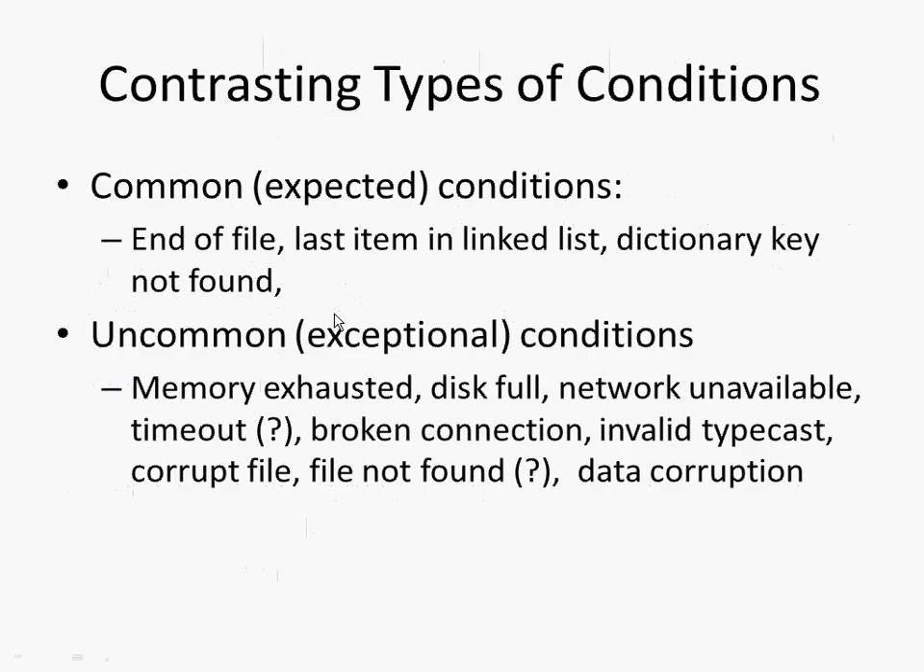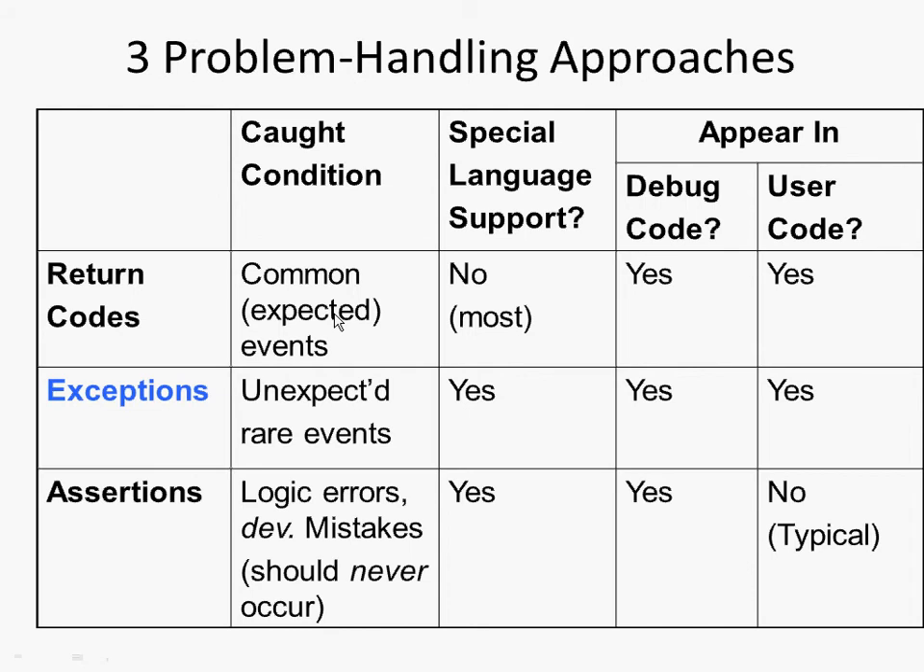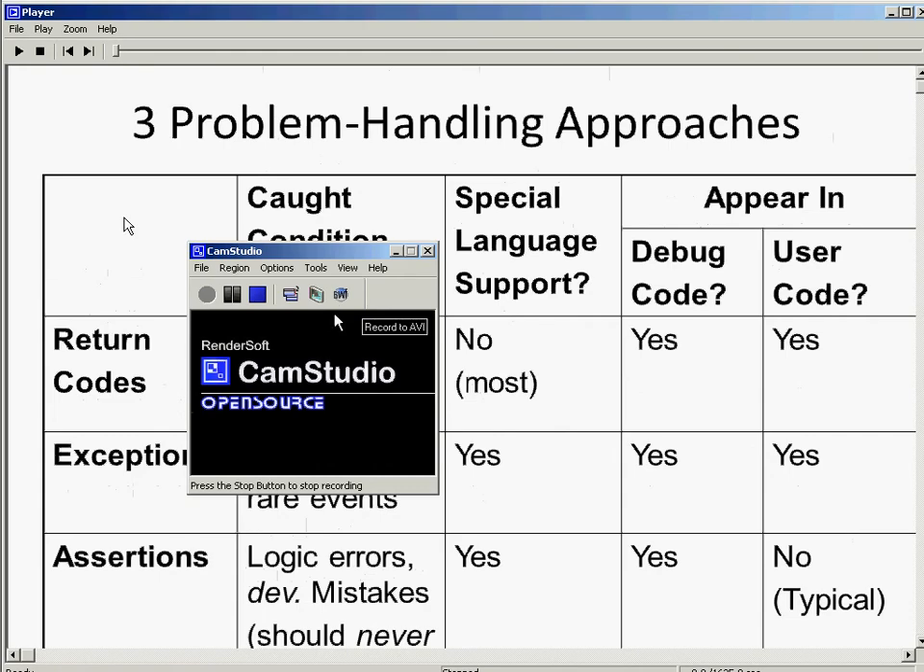But in contrast to return codes, exceptions, ladies and gentlemen, are used to handle unexpected and rare events. Can anyone tell me why? Well, okay, exceptions have the virtue of essentially forcing you to handle them. Not just blithely ignoring them, but actually forcing you to explicitly take them into account. So why not use them instead of return codes?